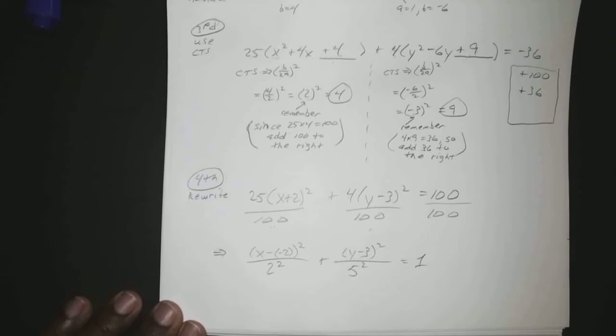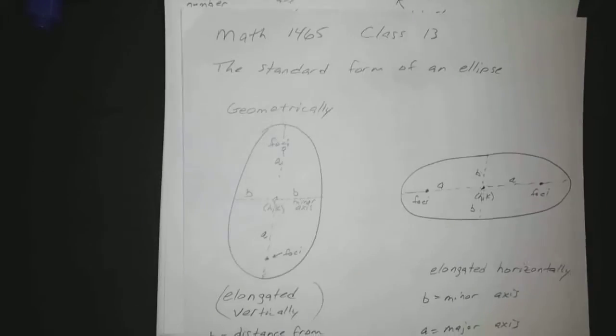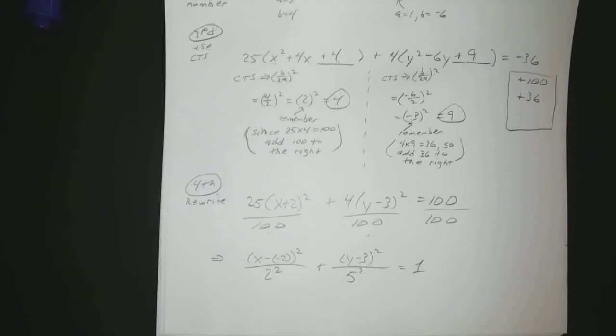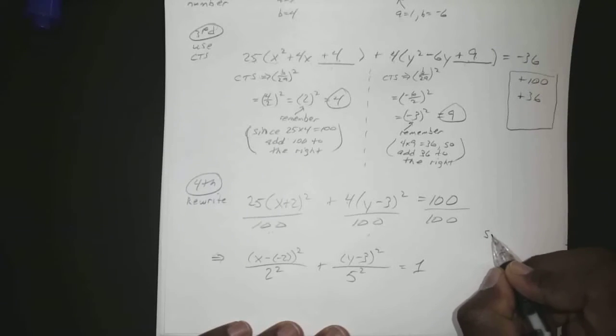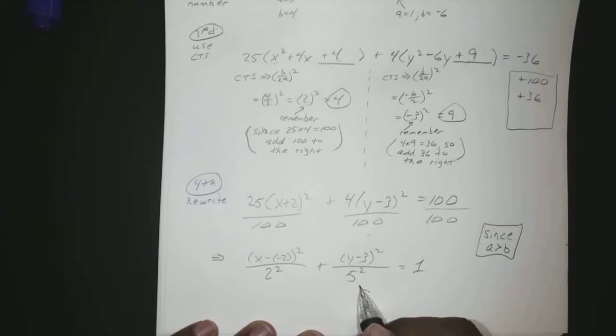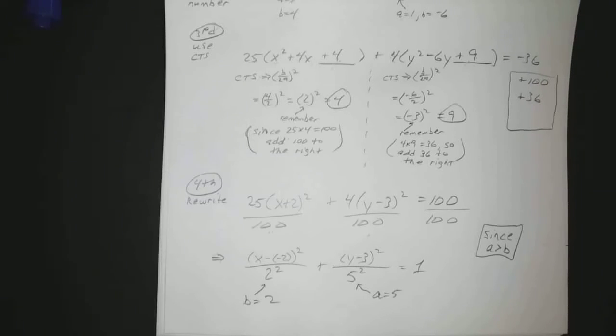Okay. Now the one thing about an ellipse is A is always bigger than B. If you go back to our graph, our major axis, A, is always bigger than our minor axis. So even for this one, our A is always bigger than B. Since A is bigger than B, we can automatically know that A is equal to 5 and B is equal to 2. Okay? So just by our A being under the Y, we know since that's the bigger number, it's going to be a vertical ellipse.